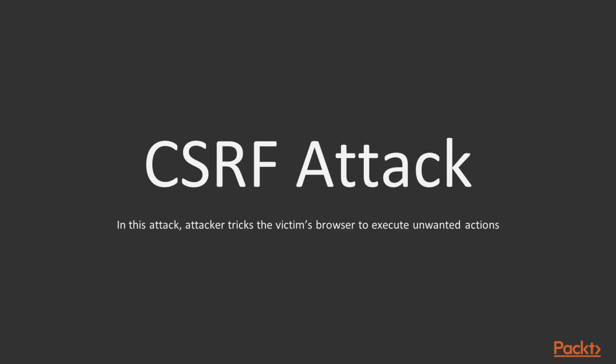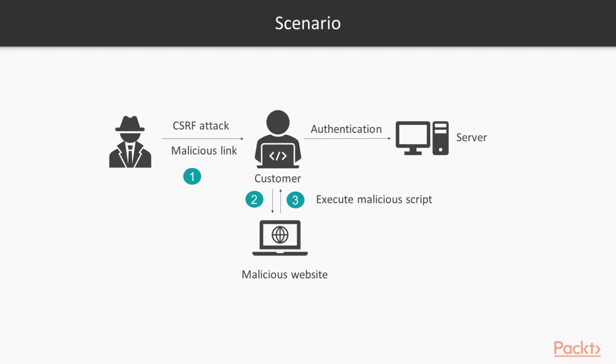Yes, so in this attack, basically the attacker sends a malicious link to the user. When the user clicks on the particular link, the script executes in the browser of the victim, and that's how it can execute various unwanted actions. So that is a CSRF attack. Now we will learn the actual process of CSRF, how an attacker can trick a user to execute unwanted actions inside the browser. So this is the scenario.